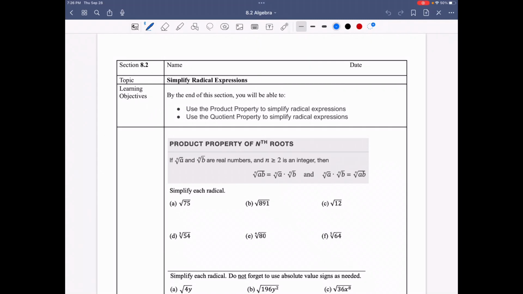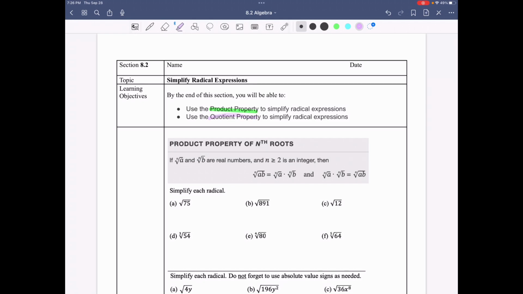Hello algebra students. Today let's cover section 8.2, simplifying radical expressions. By the end of this section you will be able to use the product property to simplify radical expressions and to use the quotient property to simplify radical expressions.